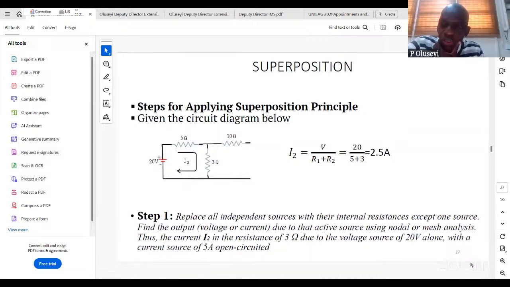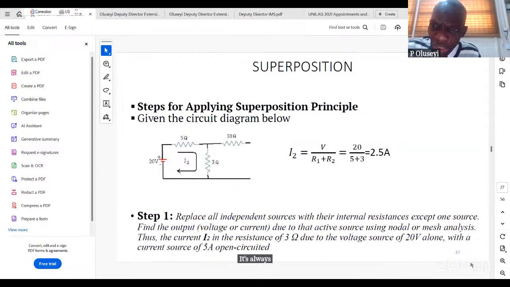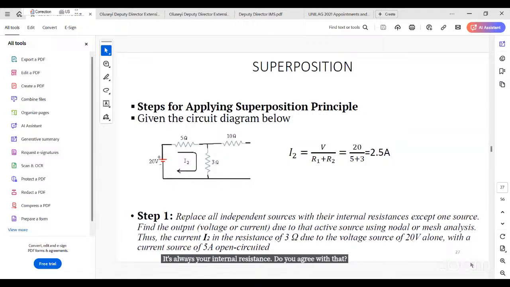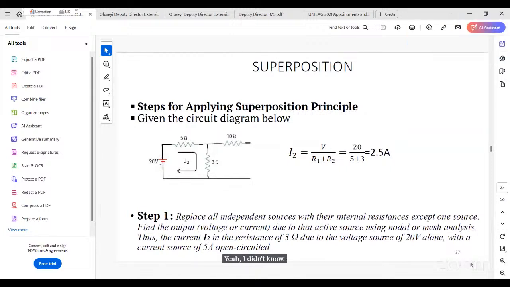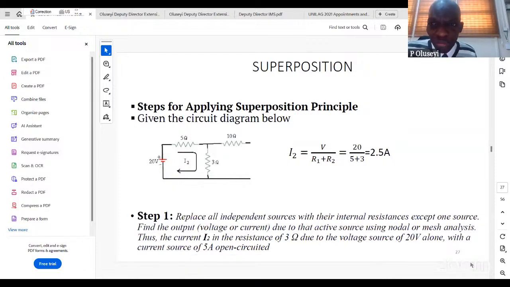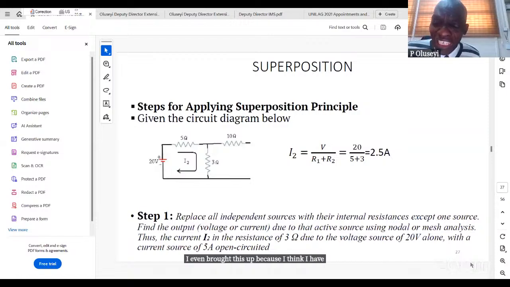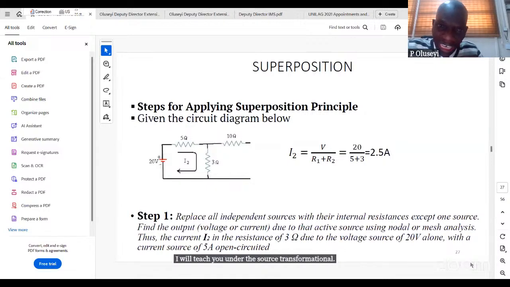Okay. Now, you know that every voltage source always has a resistance connected to it in series. It's always their internal resistance. Do you agree with that? You don't know? Okay, let me restate it. Thank God that I even brought this up, because I will teach you under source transformation now.